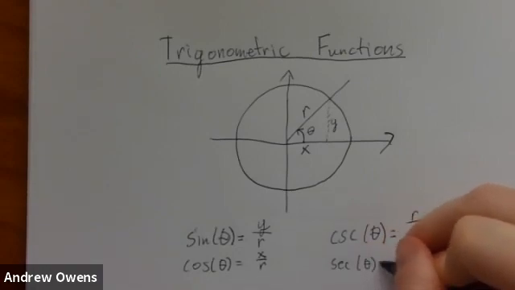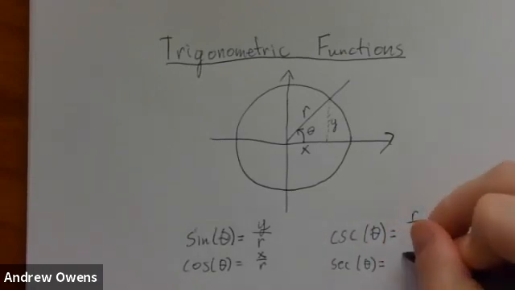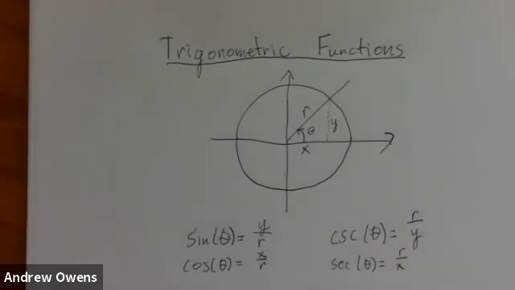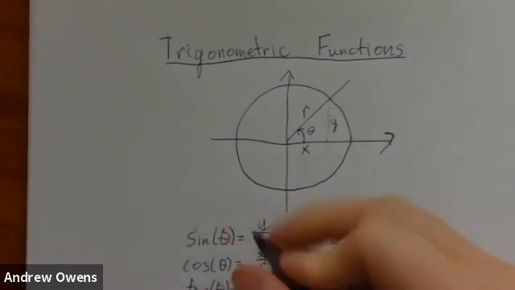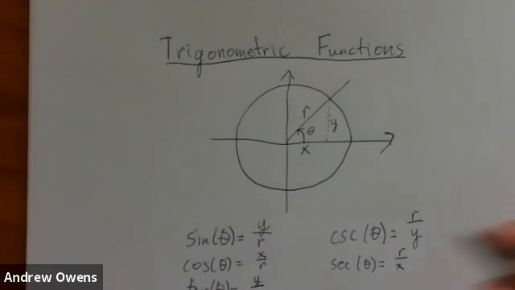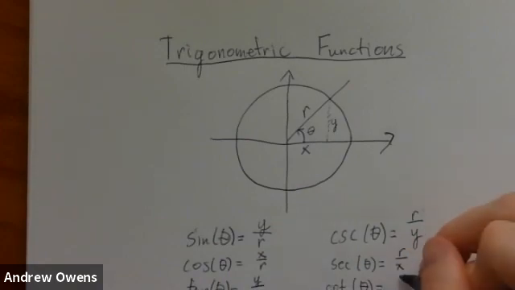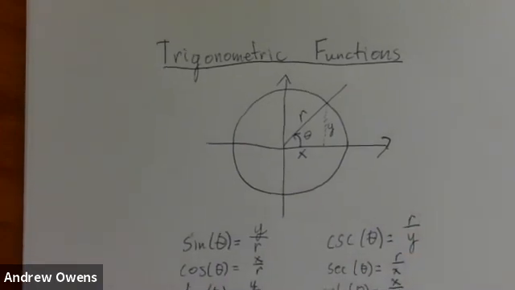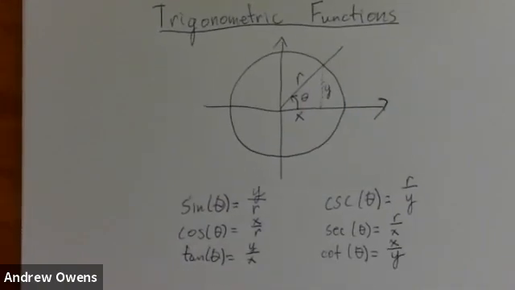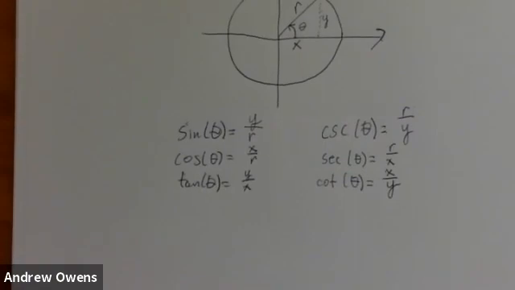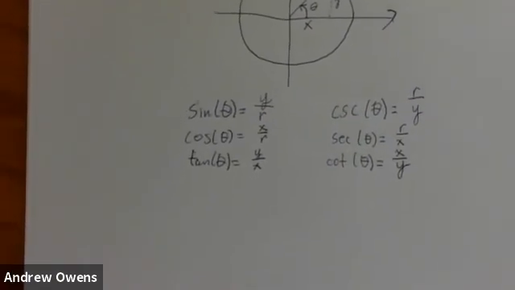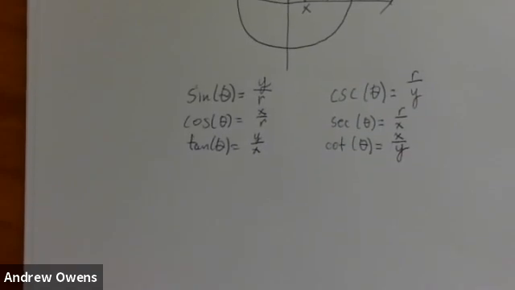Secant is the multiplicative inverse of that, or in other words, r over x. Tangent of theta is opposite over adjacent, so y over x. And cotangent of theta is x over y. So there is a quick reminder on what the 6 trigonometric functions are. And to correlate this back to some of the previous videos, what are the domains of these functions?